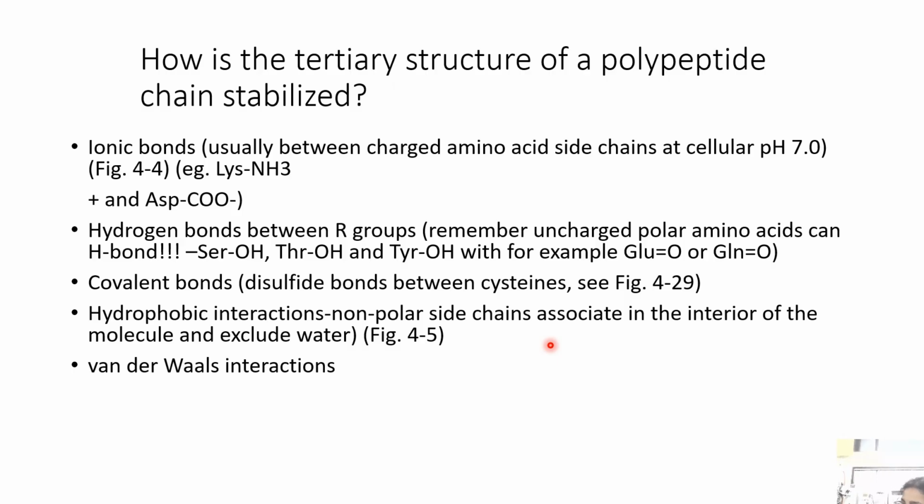Now, how is the tertiary structure of polypeptide chain stabilized? Ionic bonds, usually between charged amino acid side chains at cellular pH 7. Hydrogen bonds between the R groups. Remember, uncharged polar amino acids can have H bonds: serine OH, threonine OH, and tyrosine OH, for example. Covalent bonds, disulfide bonds between cysteines. Hydrophobic interactions: non-polar side chains associate with the interior of the molecule and exclude water, like van der Waals interaction.